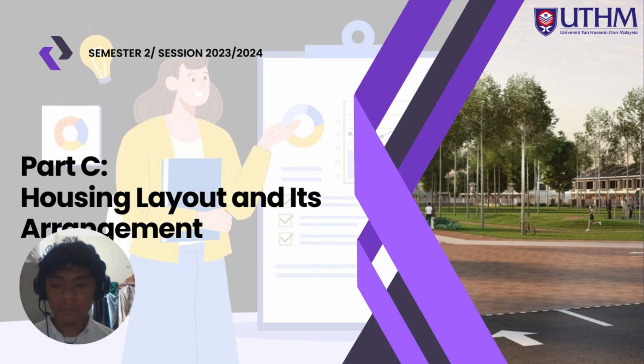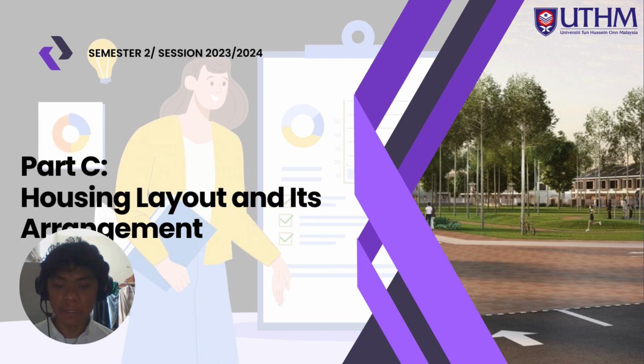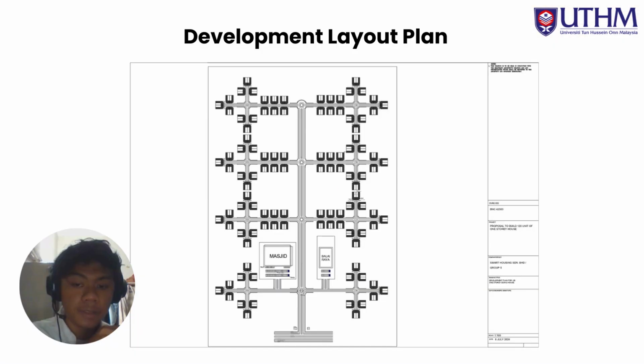Assalamualaikum to Dr. Andri. And for now, let's start to talk about part C, which is the housing layout and its arrangement. This is the development layout plan for the 120 one-story semi-D houses.